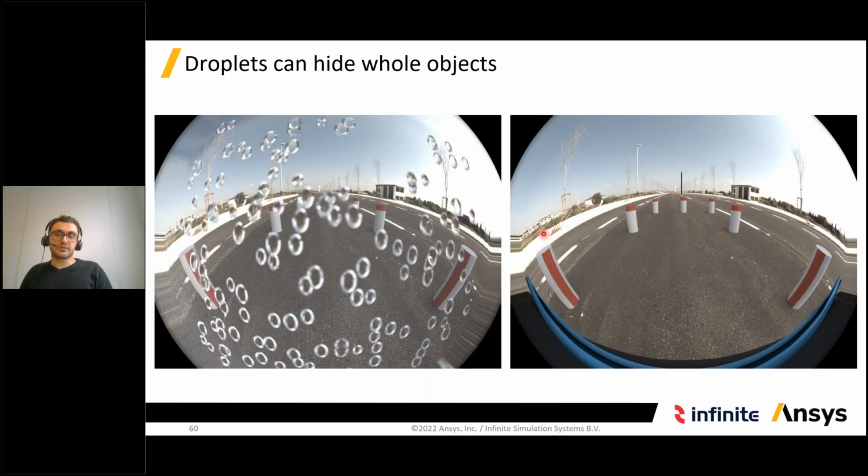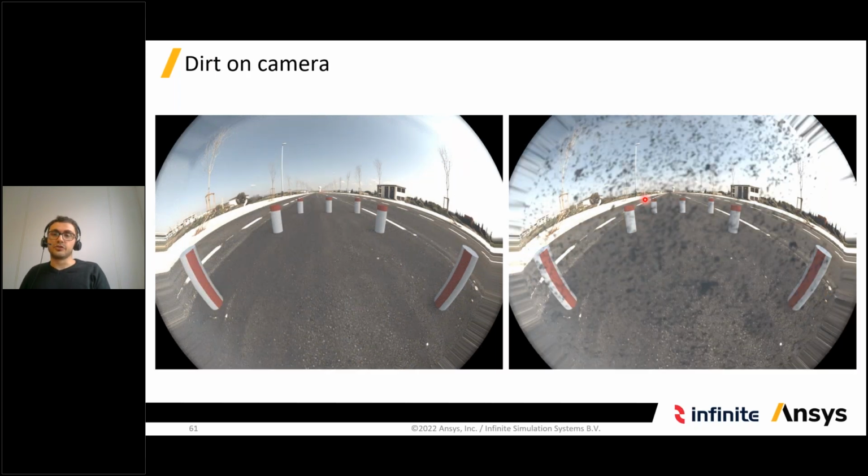And doing these kinds of simulations is not some sort of unnecessary luxury, because as you can see, droplets can hide whole objects. You see there are three pillars here, but when you add droplets on the camera, those pillars are not visible anymore. So doing these kinds of simulations is very important. And also we can add dirt to the camera. So in this case, luckily, well, the pillars are still visible.